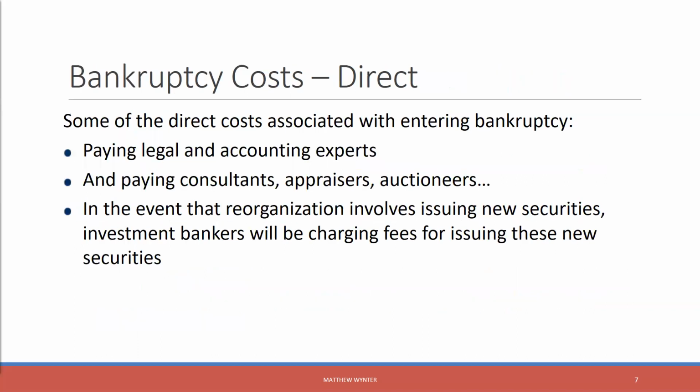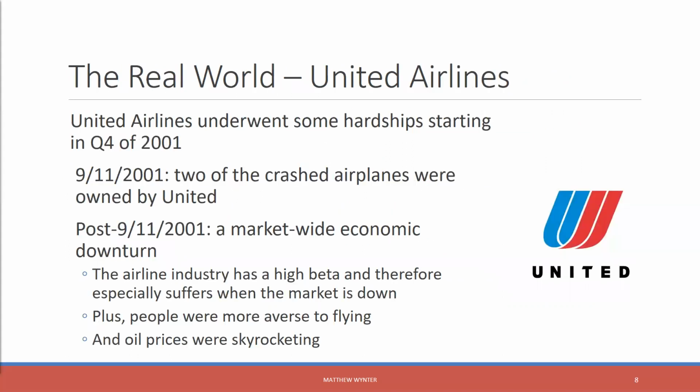Okay. There are direct costs to bankruptcy, and these are going to include legal fees, paying for your accounting, your consulting, your appraisers. If you do have a reorg and you do need to issue some new securities, then of course your investment bankers are going to be charging fees. So these are the direct costs, and the direct costs can be quite high. United Airlines in 2001 had to enter into a reorg.